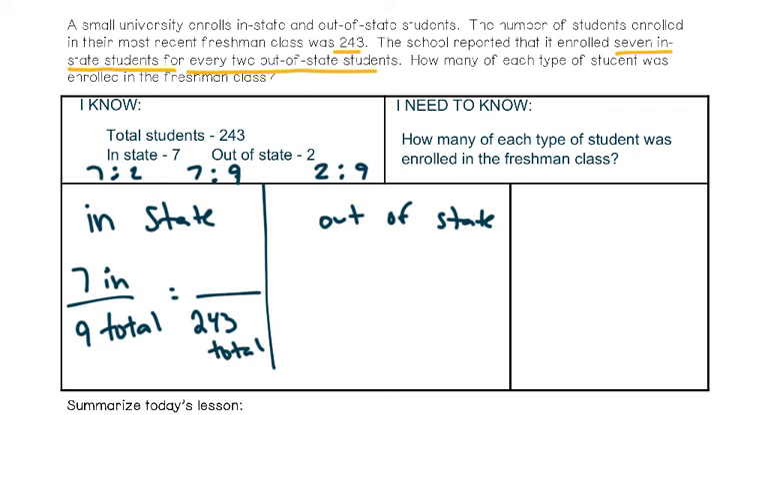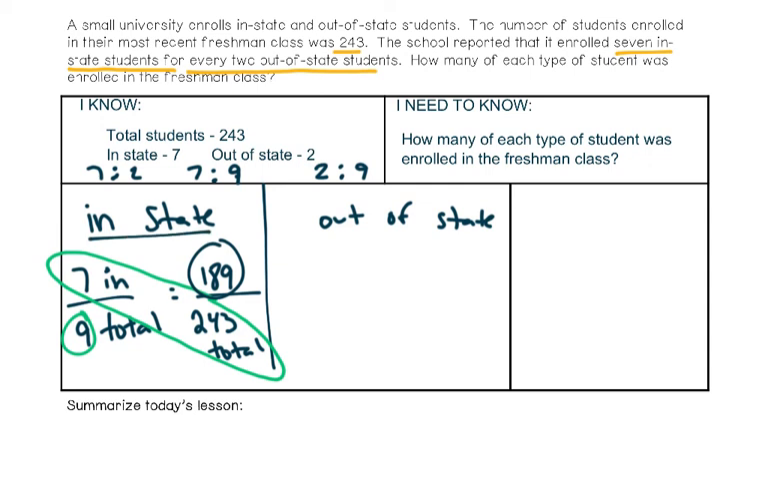So when we do cross multiplication, we multiply the 2 numbers we have across from each other, in this case 243 and 7. I got 1,701, and then I divide that number by 9. I got 189. So that goes on the top of the new fraction. So 189 is my answer for in-state. So there's 189 in-state students in this freshman class.